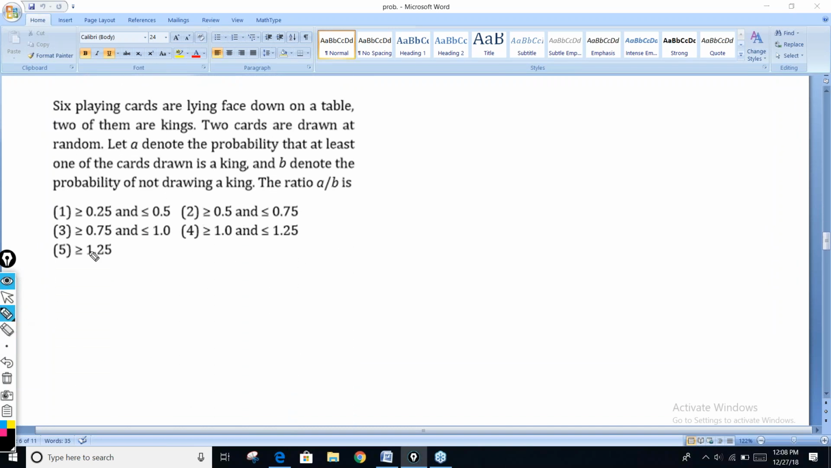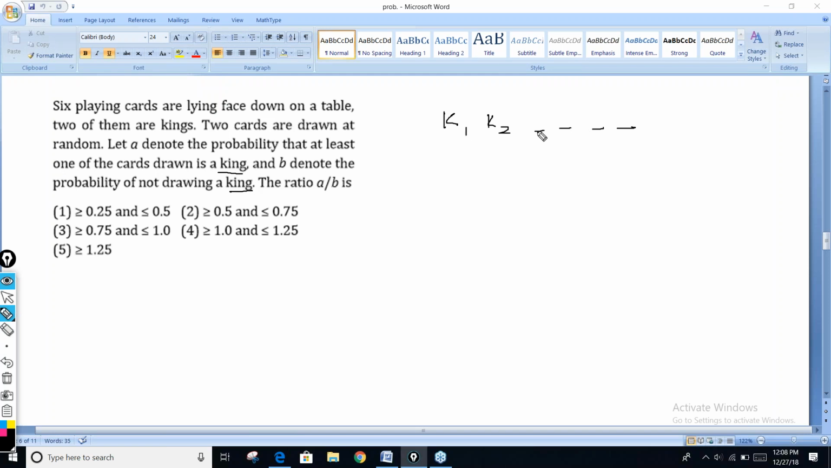Next question is: 6 playing cards are lying face down on a table. 2 of them are kings and the rest 4 we do not know. Two cards are drawn at random. Let A denote the probability that at least one of the cards drawn is a king, and B denote the probability of not drawing a king.